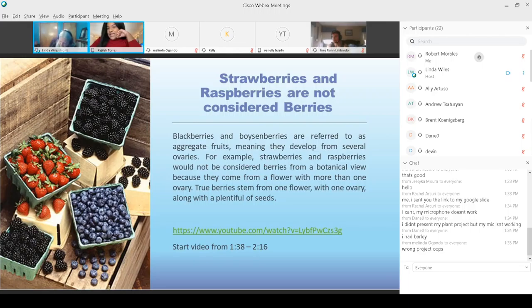So strawberries and raspberries are not considered berries. Blackberries and boysenberries are referred to as aggregate fruits, meaning they develop from several ovaries. For example, strawberries and raspberries would not be considered berries from a botanical view because they come from a flower with more than one ovary. True berries stem from one flower with one ovary along with a plentiful of seeds.